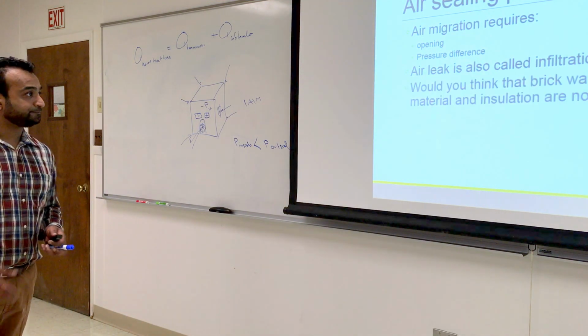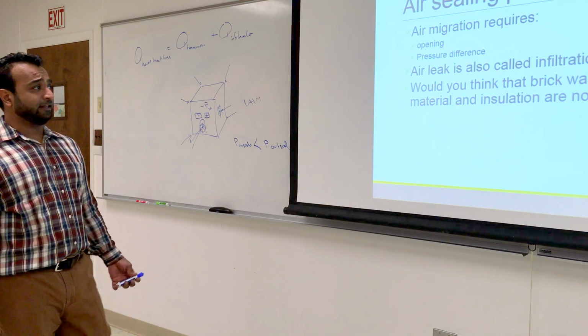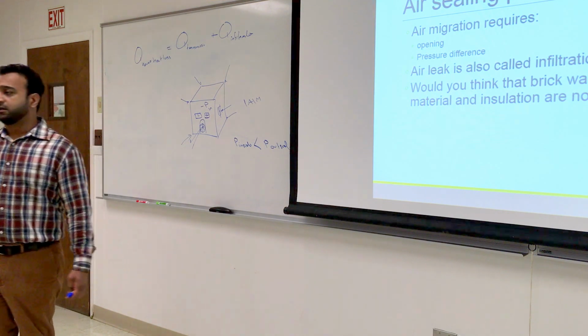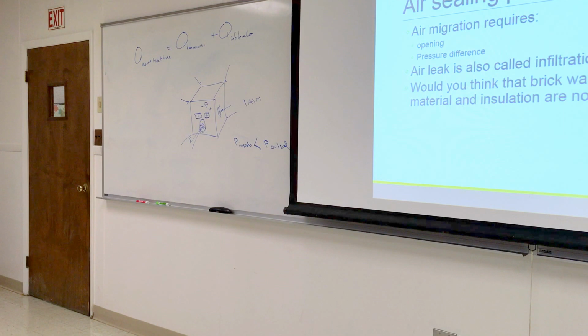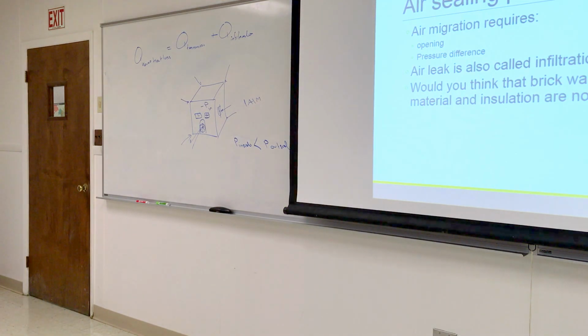But anyways, we said that brick walls, building materials and insulation are not an air barrier. They are not an air barrier. So you need to have some kind of plastic sheeting to have an appropriate barrier. And again, under the right circumstances, most things will leak. Sometimes you think you have an airtight house, then on a windy day, you find out that it's not.